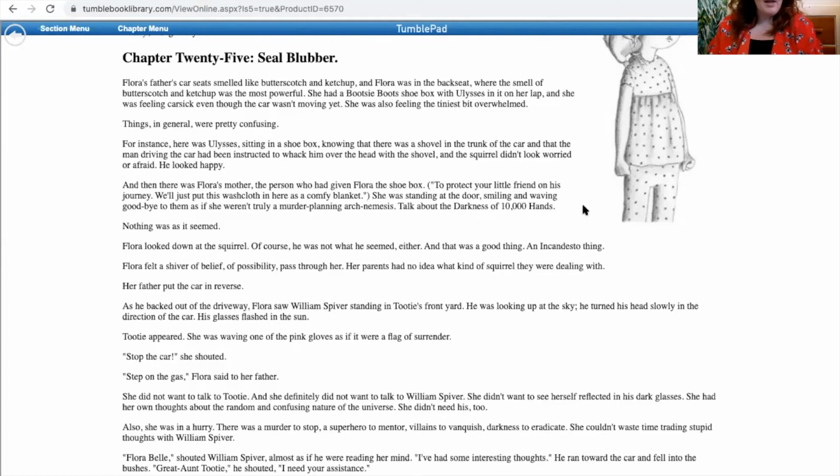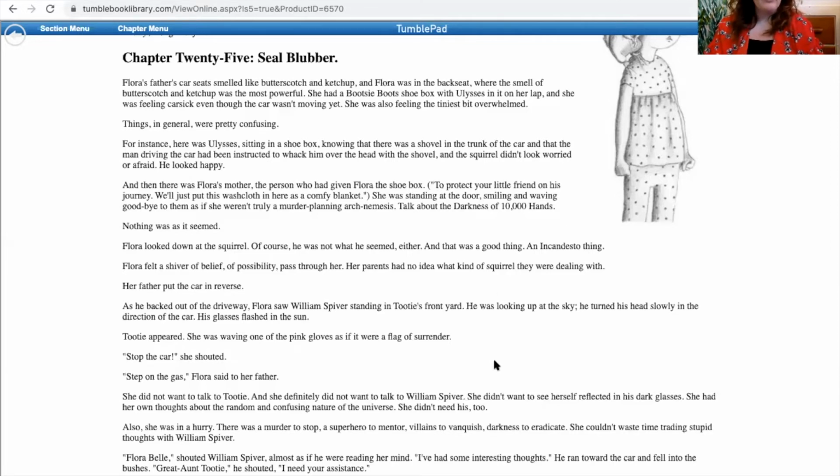He looked happy. And then there was Flora's mother, the person who had given Flora the shoebox, to protect her little friend on his journey. We'll just put this washcloth in here as a comfy blanket. She was standing at the door, smiling and waving goodbye to them as if she weren't truly a murder-planning arch nemesis.